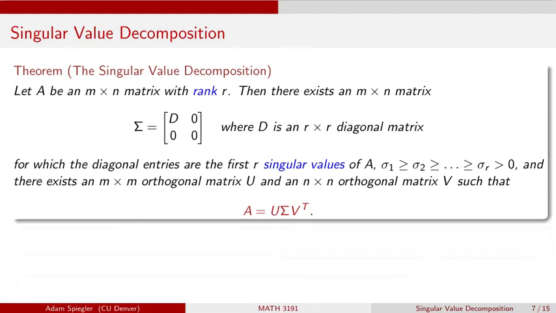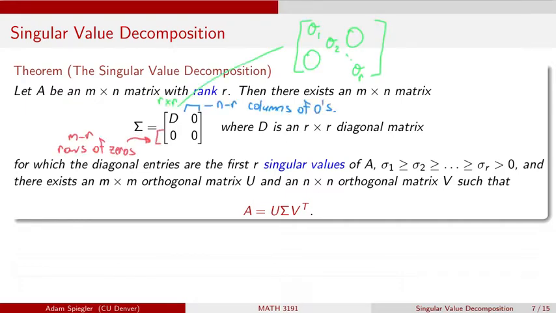Okay, welcome everybody. In this video, I want to state a really powerful theorem from linear algebra called the singular value decomposition. Let A be any m by n matrix with rank r. This means A has r linearly independent column vectors. Then there is going to exist an m by n matrix that we denote with the Greek capital letter sigma.